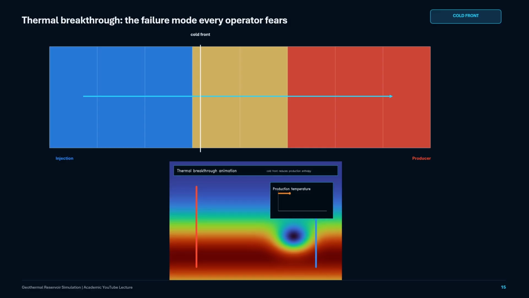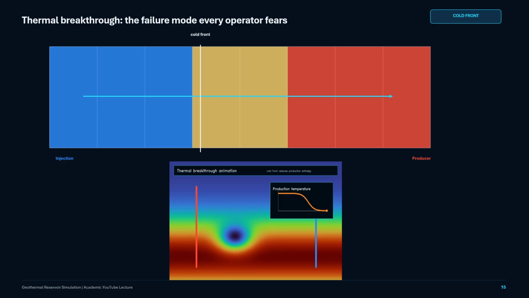Thermal breakthrough is one of the most important failure modes in geothermal operations. It occurs when cooler injected water reaches the production well too quickly, reducing the produced fluid temperature and therefore the power or heat output. The arrival time of the cold front depends on injection rate, well spacing, fracture connectivity, sweep area, and thermal recharge from the surrounding rock.